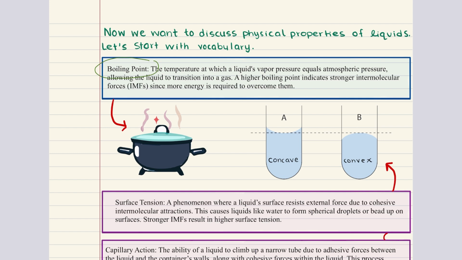The boiling point of a substance is the temperature at which its vapor pressure equals atmospheric pressure, and that allows the liquid to transition into a gas. This means that at the boiling point, molecules have gained enough energy to overcome the attractive intermolecular forces keeping them in the liquid phase. Since stronger intermolecular forces require more energy to break, substances with stronger intermolecular forces will have higher boiling points. Now, closely related to boiling point is vapor pressure.